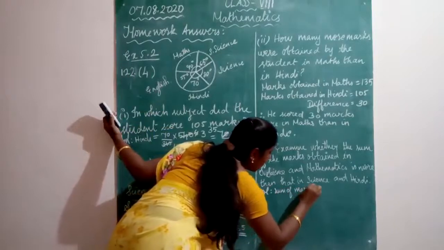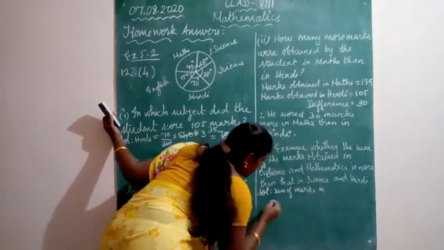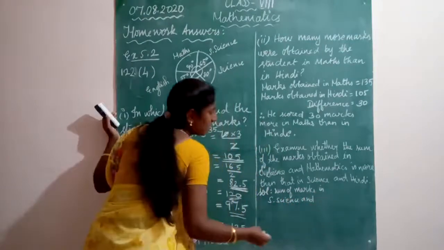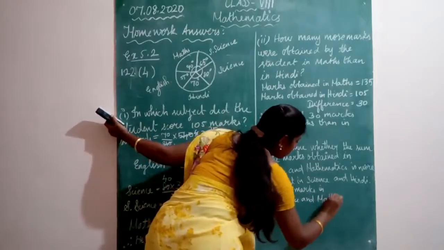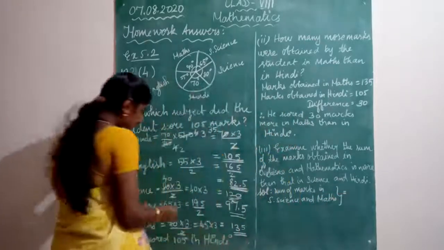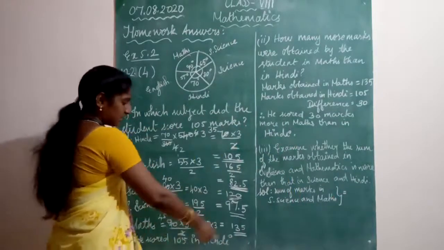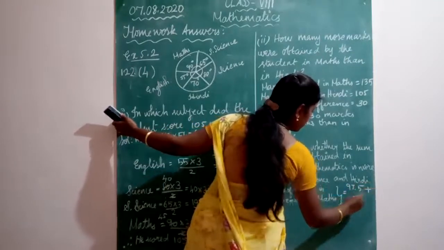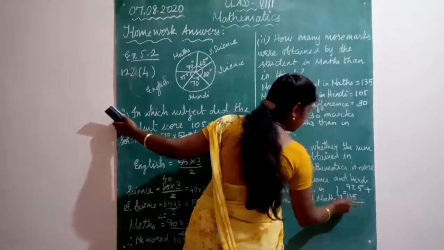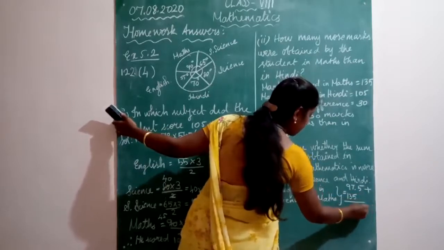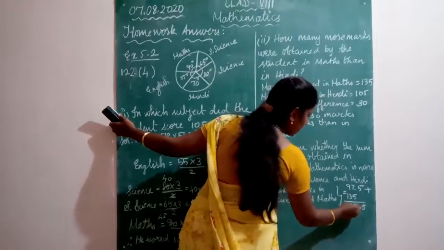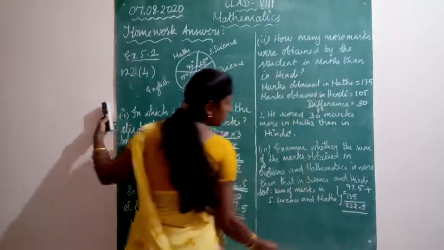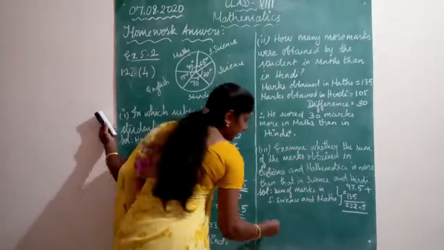Sum of marks in social science and maths. So that is nothing but social science it is 97.5 and maths it is 135. So 97.5 plus 135. Okay, so the answer is 232.5.